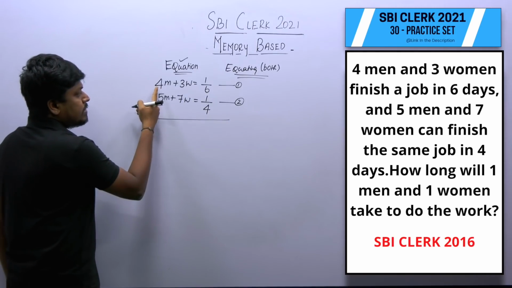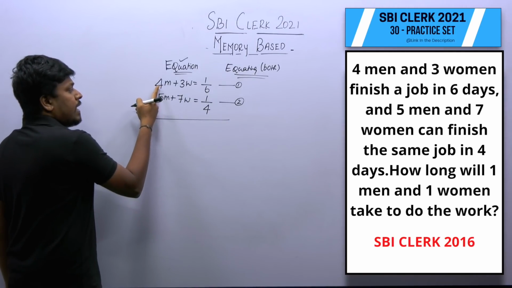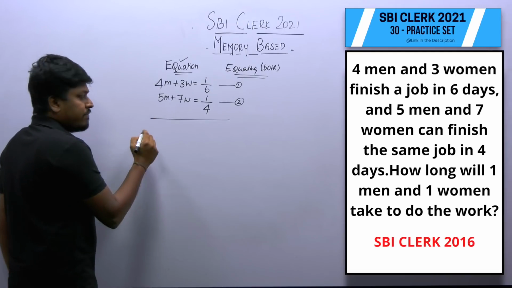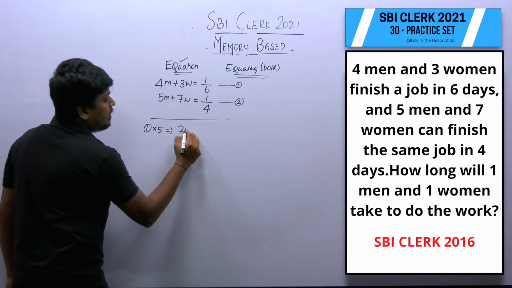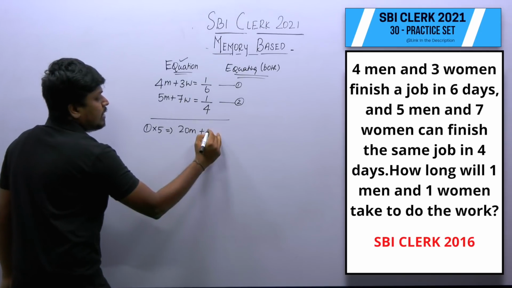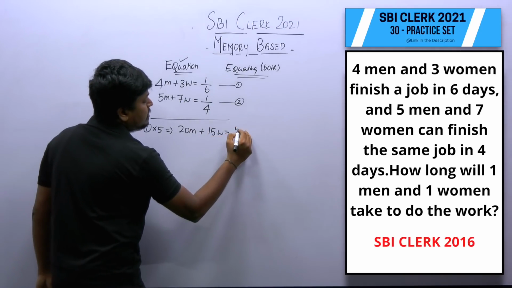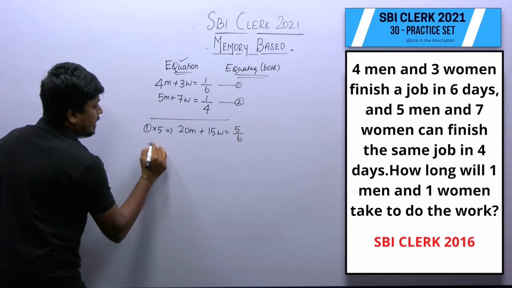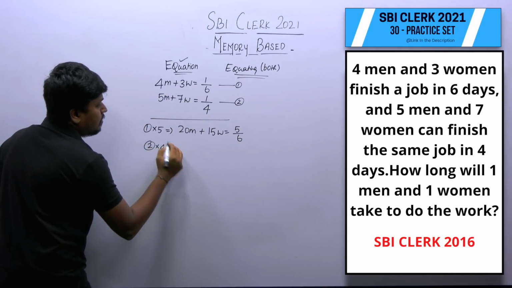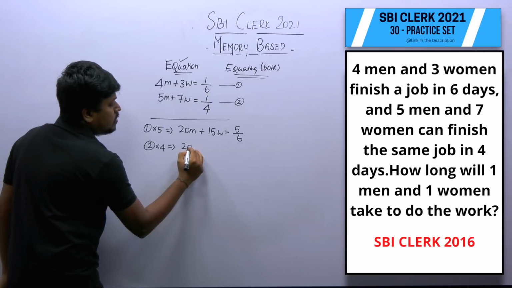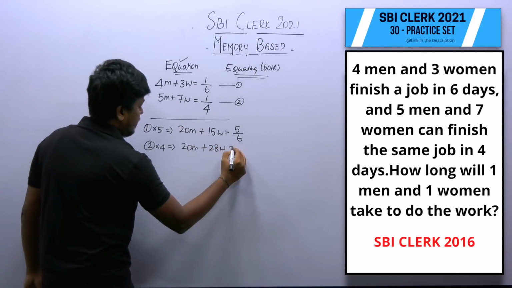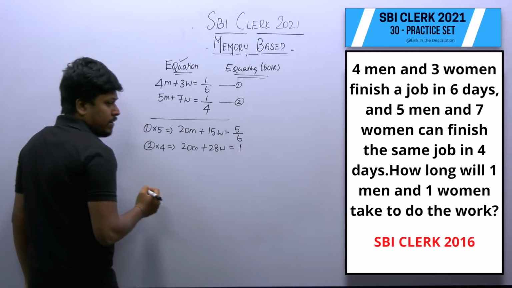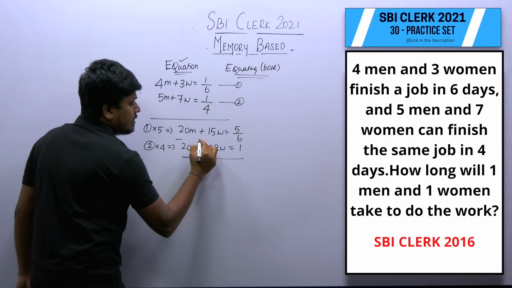So what we can do here is, if you need to cancel men, I need to multiply this by 5. So the first equation I can multiply by 5. So the resultant will be 20 men. So 5 into 3 will be 15 women is equals to 5 by 6. The second equation I multiply by 4. If you multiply by 4, so 20 men. So this will be 28 women is equals to 4 by 4, which will be 1. Got it? So now subtract here.